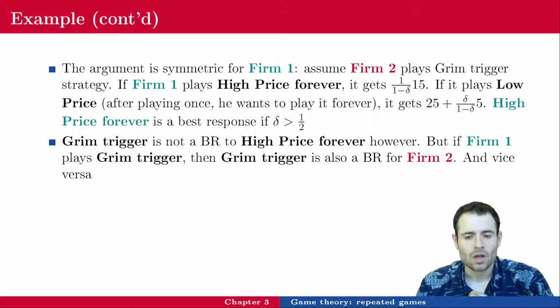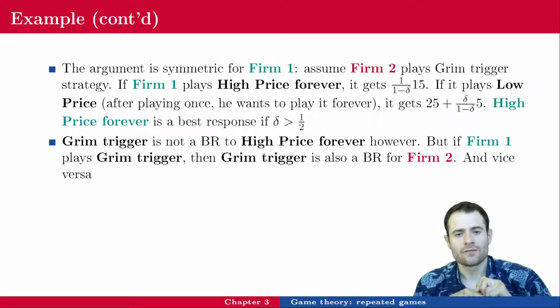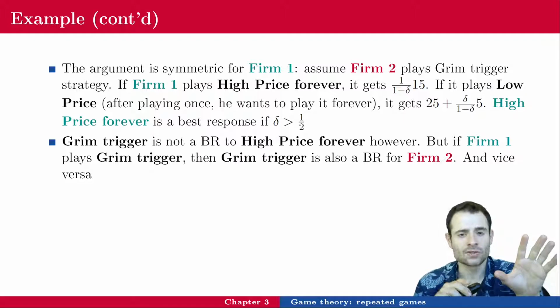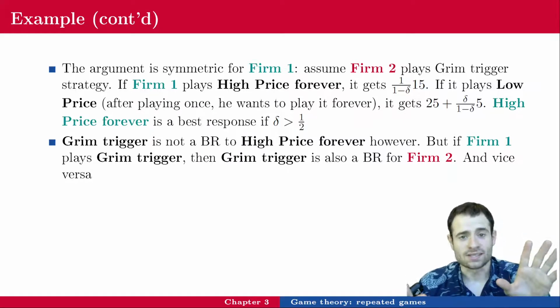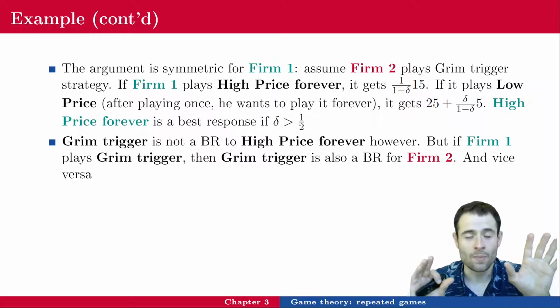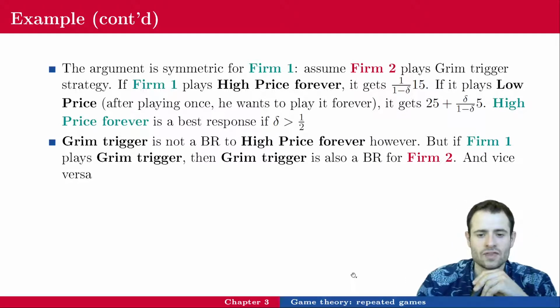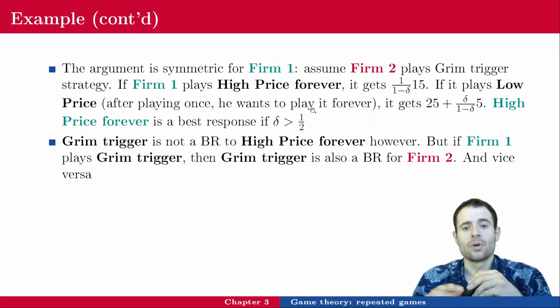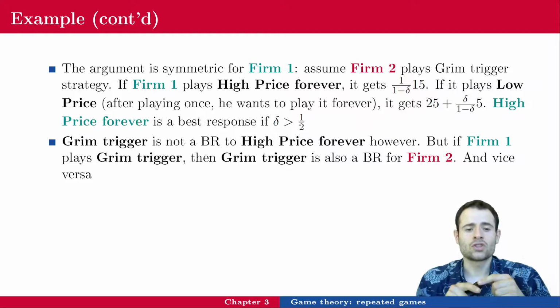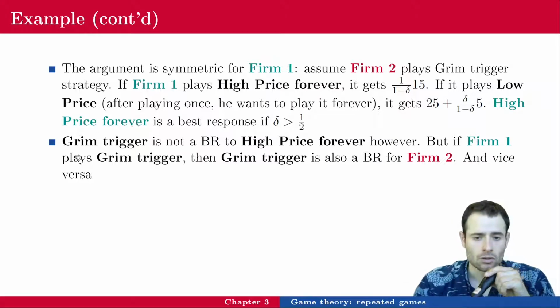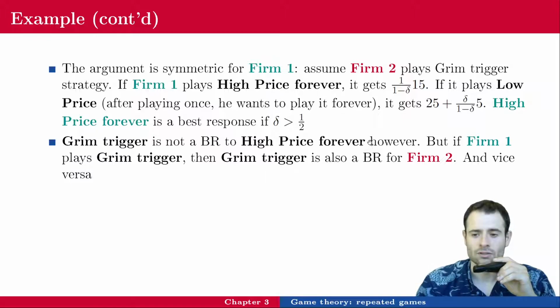Now, we checked if high price was a best response to Grim Trigger. So we said yes, high price is a best response to Grim Trigger if delta is big enough. But now we need to check the other way around. We need to check if Grim Trigger is a best response to high price forever.